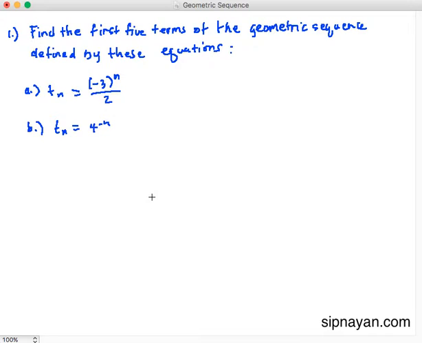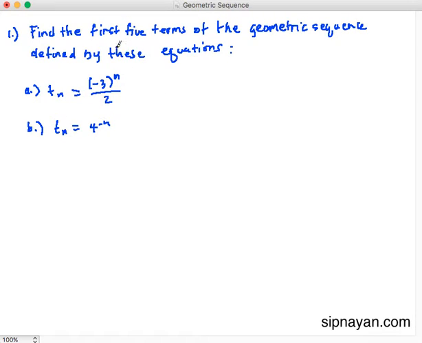And kung napanood nyo yung previous video ay nag-solve tayo ng problem, no? Dito magsosolve tayo ng another problem, pero different siya dun sa mga sinolve natin dun sa sample problem 1 at sample problem 2, no? So here we have to find the first 5 terms of the geometric sequence defined by these equations, no?